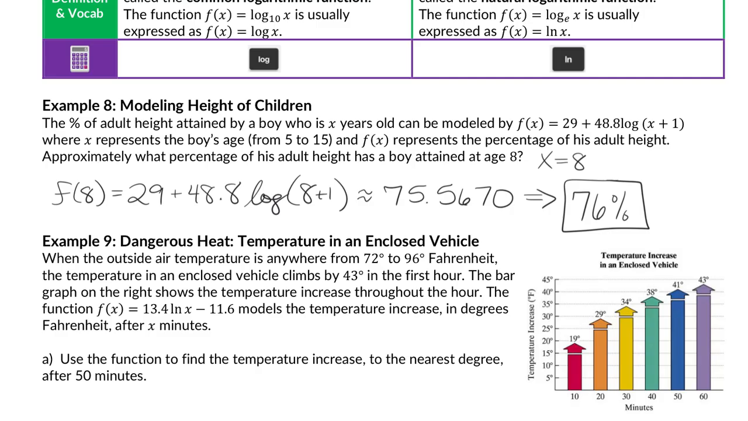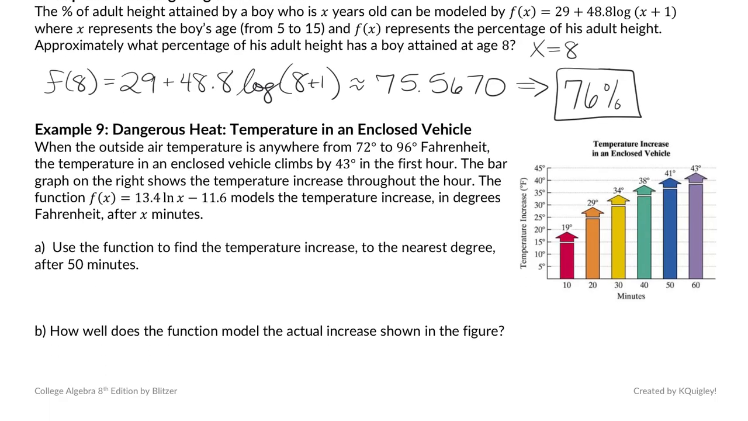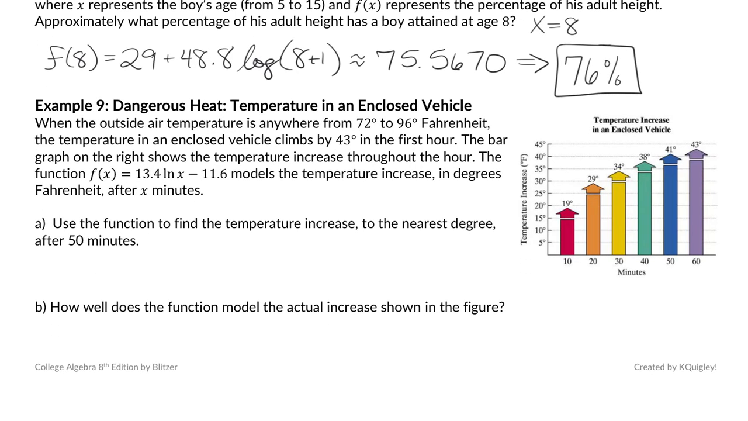Let's make sure we can find the other button. Example 9, when the outside air temperature is anywhere from 72 to 96 degrees Fahrenheit, the temperature in an enclosed vehicle climbs by 43 degrees in that first hour. The bar on the right shows the temperature increase throughout the hour. The function f of x equal to 13.4 times natural log of x minus 11.6 models the temperature increase in degrees Fahrenheit after x minutes. Use the function to find the temperature increase to the nearest degree after 50 minutes. We are going to use 50 as our input value because x represents minutes. So if x is equal to 50, all we need to know is f of 50.